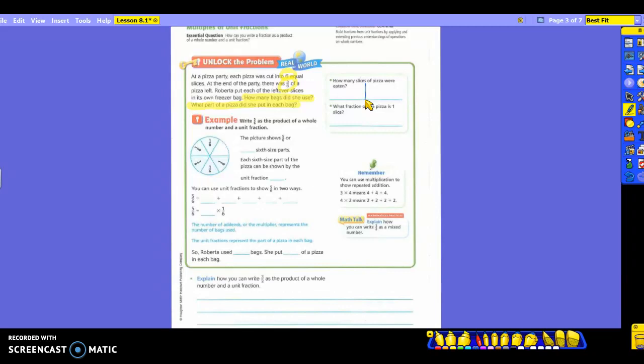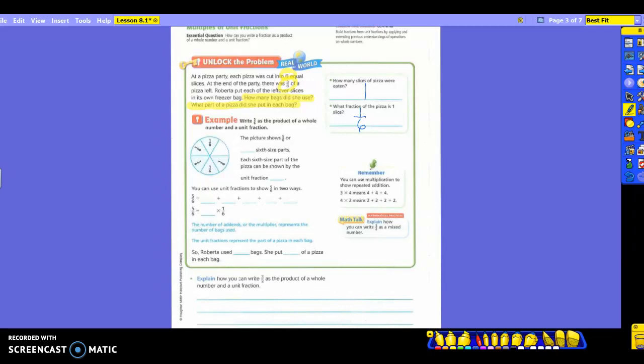Now it says what fraction of the pizza is the 1 slice. And what'd you tell me, Damaris? 1/6. So be careful about what it's asking. If it just says how many slices, you don't need the fraction. You just need the regular number. If it asks you what fraction, then you need it.